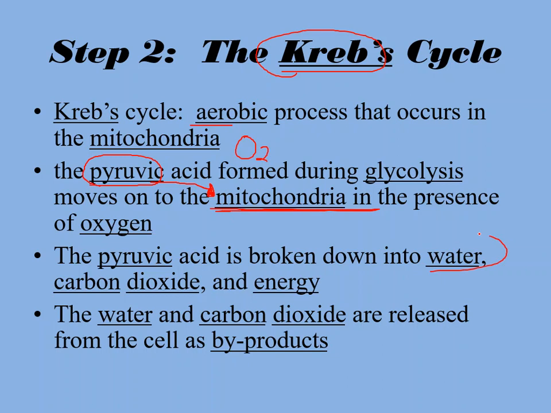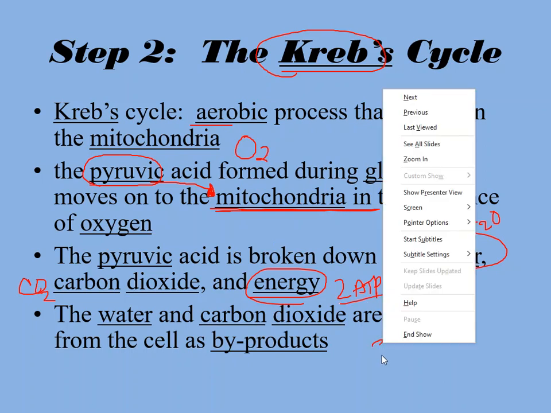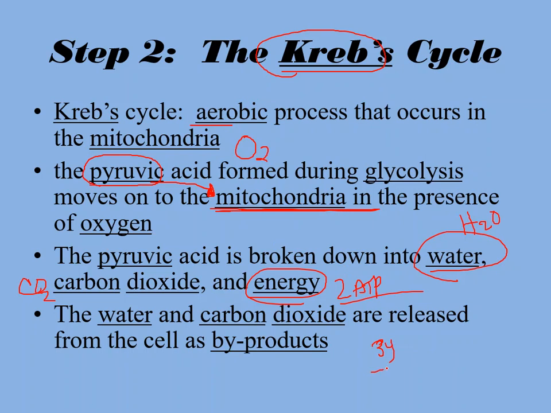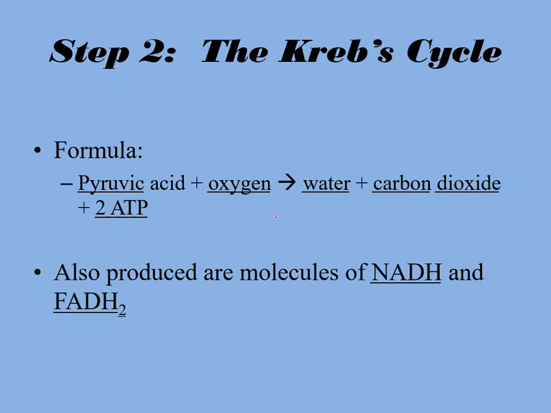And it gets broken down into water, carbon dioxide, and some ATP. It's actually only 2 ATP again. Again, the water and the CO2 are released. They're not needed. Those are some products of cell respiration. They come from the Krebs cycle. So we've only made 2 ATP. So at this point, we have 32 more ATP to go. Step 1 and step 2 didn't really get us a lot of ATP. So let's go ahead and keep going.